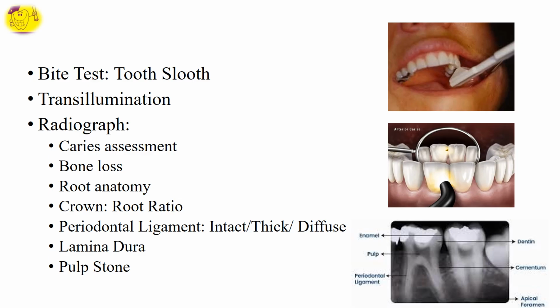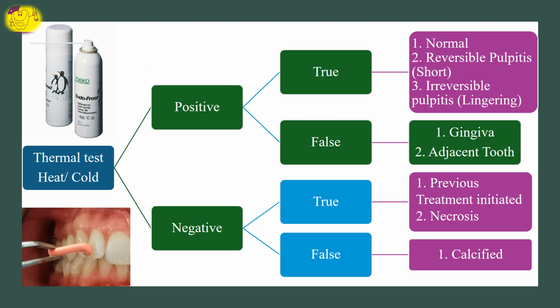Last but not the least, any endodontic diagnosis needs a radiograph, which is helpful in identifying the caries assessment, bone loss, root anatomy, the crown-root ratio, periodontal ligament, whether it is intact, thick or diffuse, lamina dura, and the presence of pulp stones.